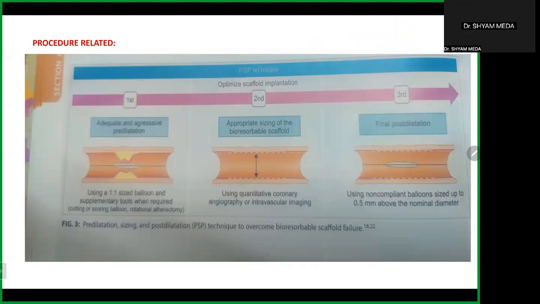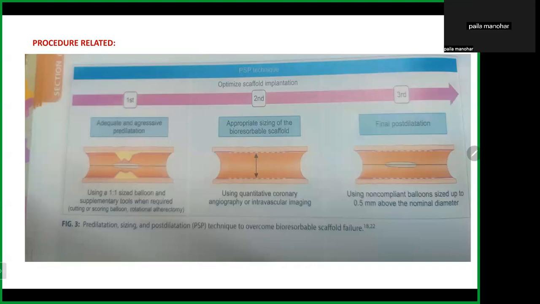So next, what is procedure-related? During a procedure, adequate aggressive pre-dilatation should be done, usually with a 1:1 sized balloon, and supplementary tools like cutting balloons should be used, or the calcium should be completely debulked. Otherwise, the scaffold dislodgement risk will be high. First. Second, this is the PSP technique.